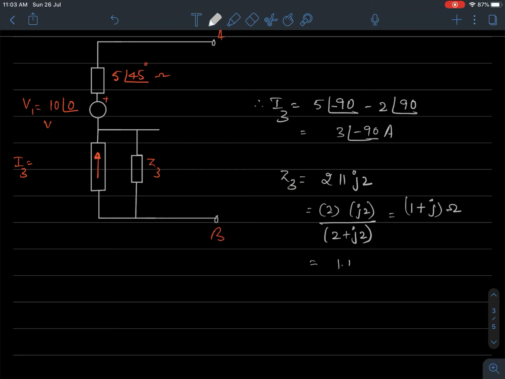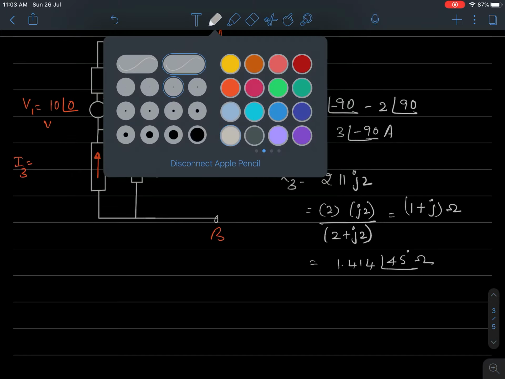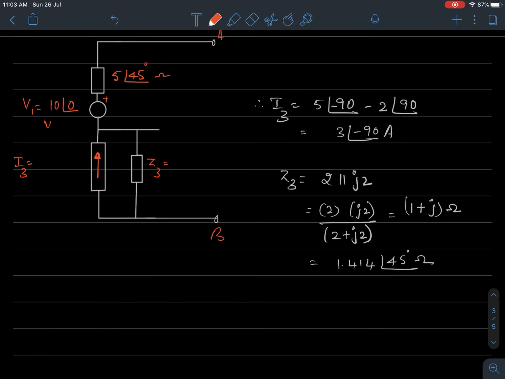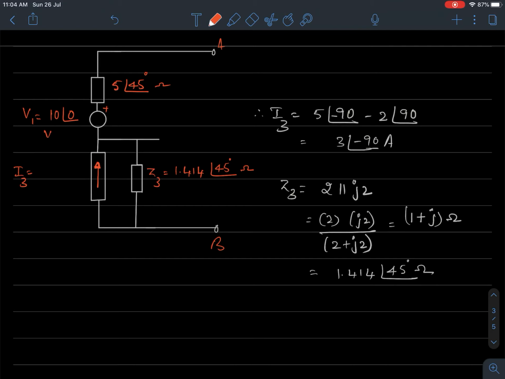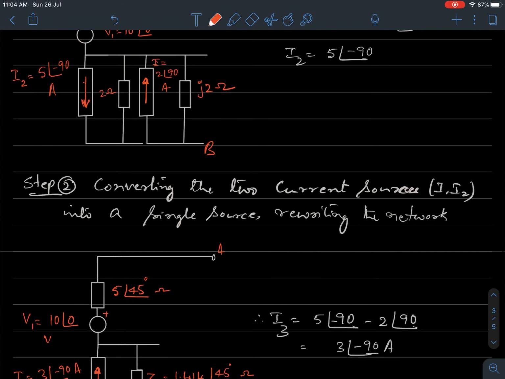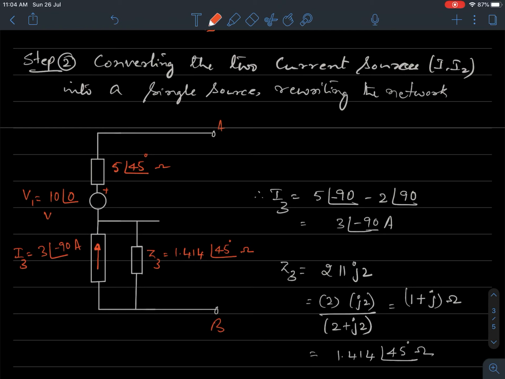This is in rectangular form. The same thing is also equal to 1.414 at an angle 45 degrees. So this is Z3. I'll put back the value of Z3 in my network, 1.414 at an angle 45 degrees ohms. Now we have reduced the network to this figure. It is fairly simple now. My I3 is 3 at an angle minus 90 amperes. I put an upward arrow. I'm sorry, I should have put a downward arrow, not an upward arrow.